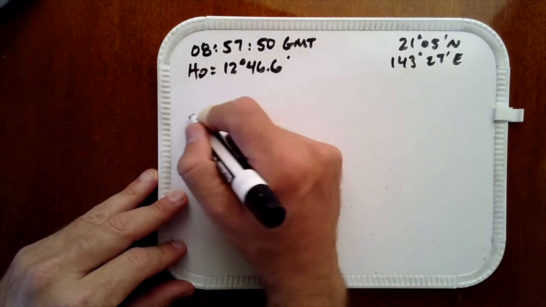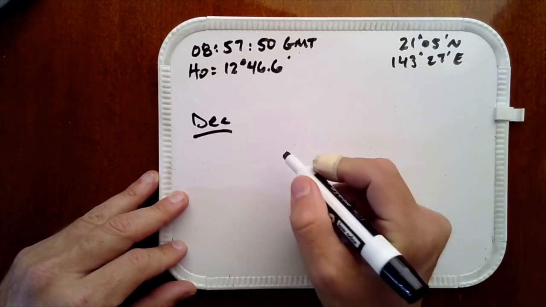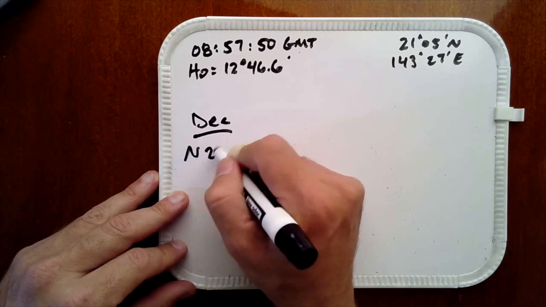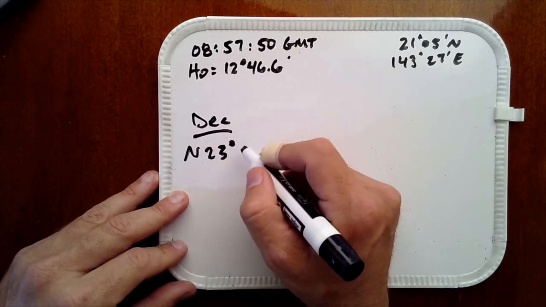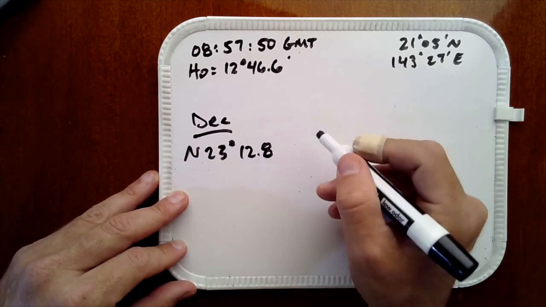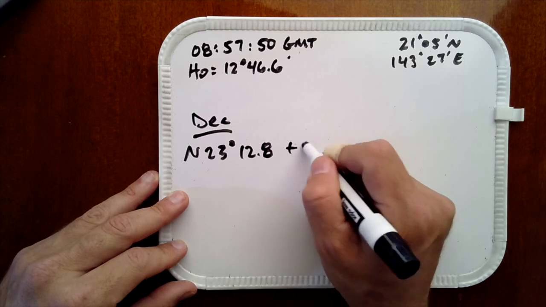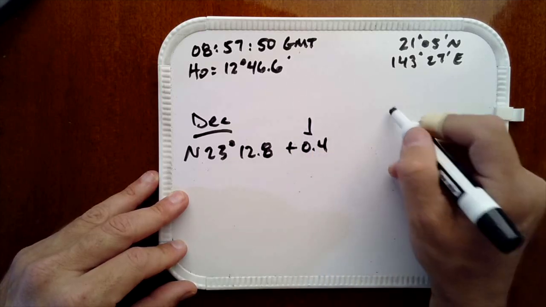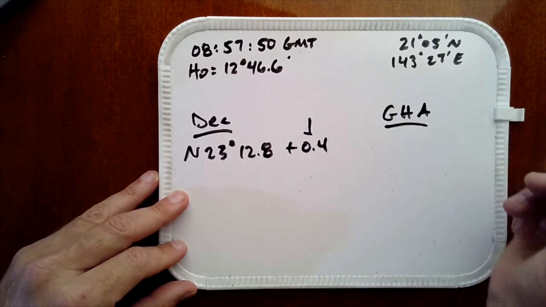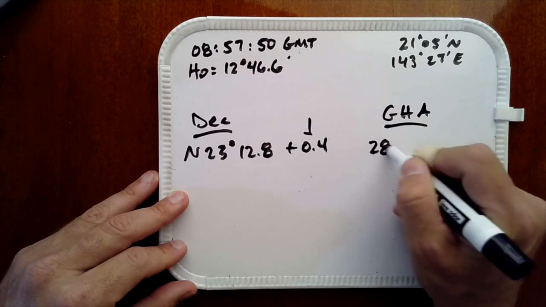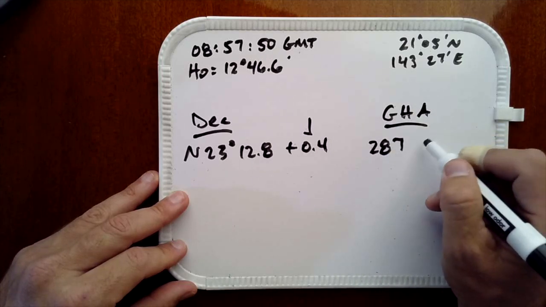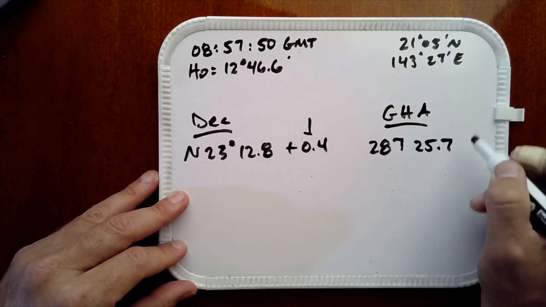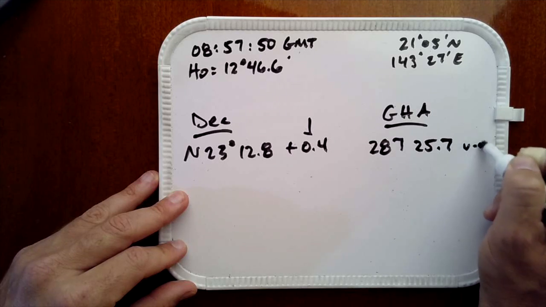So for the declination, our hourly declination is north 23 degrees, 12.8. It's increasing and the d number is 0.4. For our GHA hourly, our GHA was 287 degrees, 25.7, and our v number was negative 0.9.